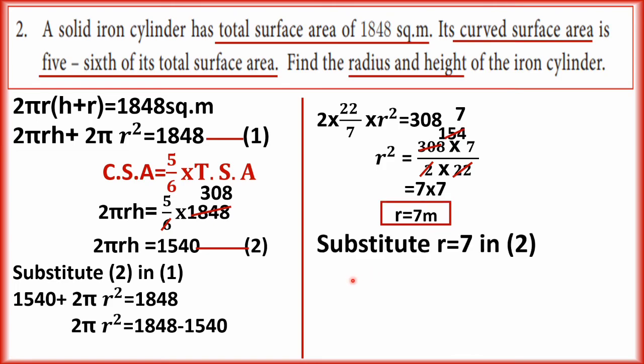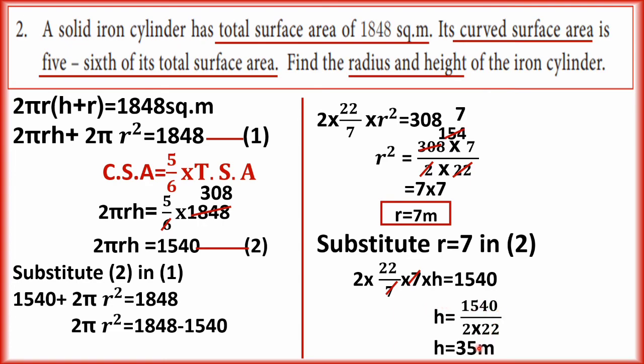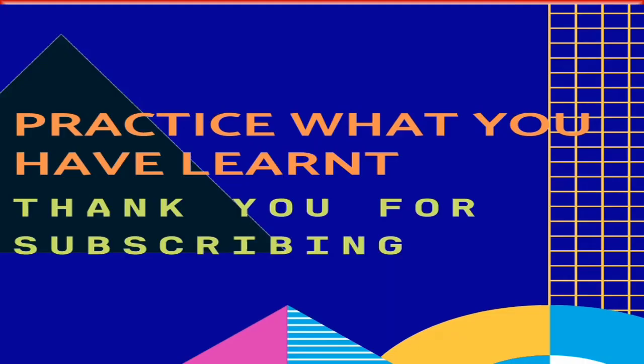Substitute this r in the second equation. 2 into 22 by 7 into 7 into h is equal to 1540. Cancel the 7 and 7. Both 2 and 22 are in the numerator. So h is equal to 1540 by 2 into 22. After simplifying these numbers, we get the answer as 35 meter.